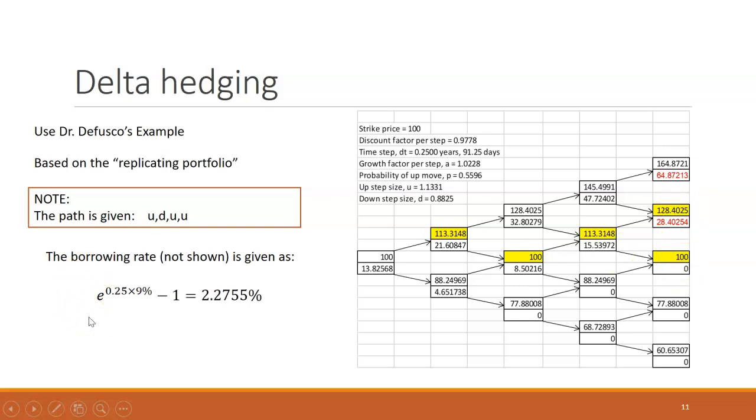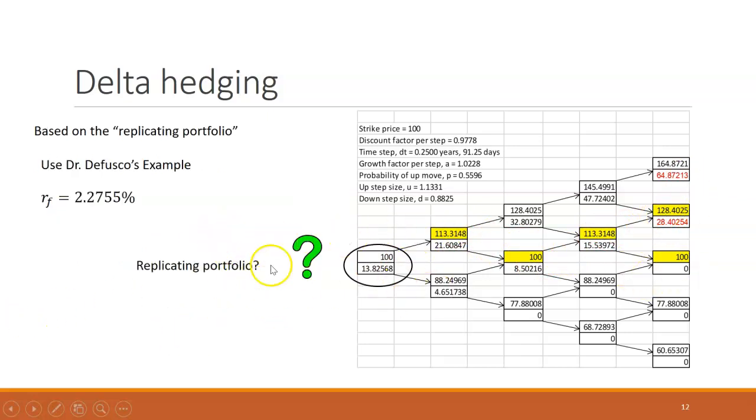Now, I've given you the interest rate here, and what I've done is calculate the rate per quarter. The interest rate is 9% continuously compounded, and it's quarterly compounding. So this is the rate per quarter, 2.2755. I use that here, but you can just use e to the RT, if you like, as we go along. Okay, so we're going to follow this path, and we're going to see how the replicating portfolio works.